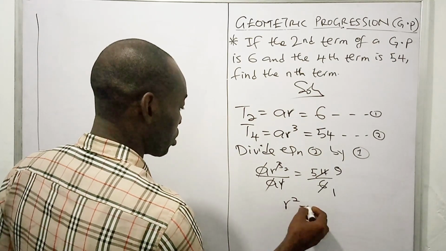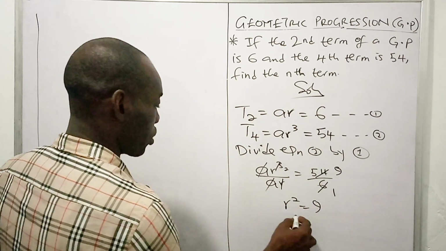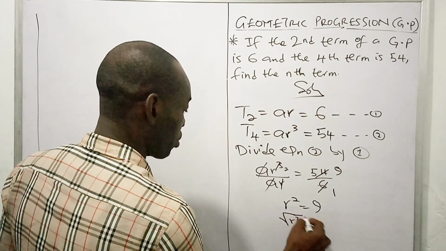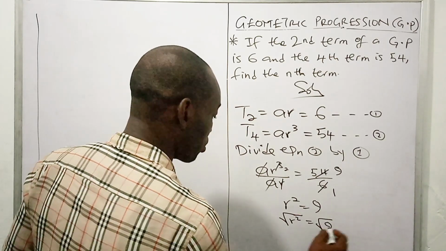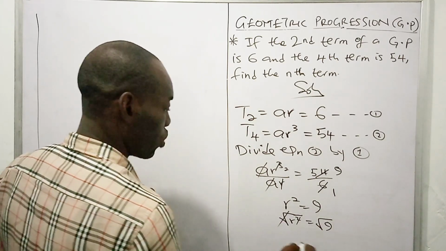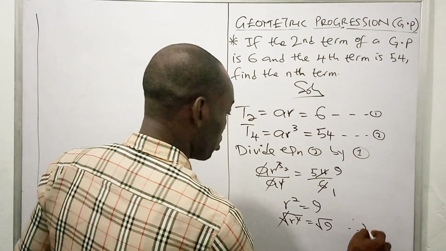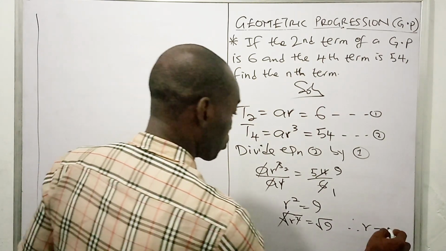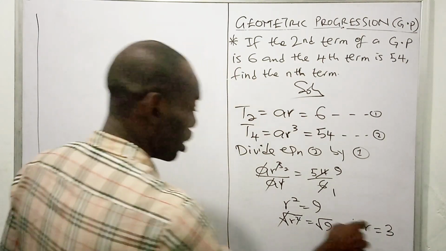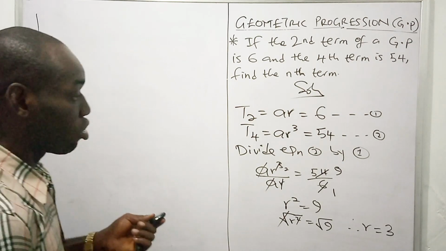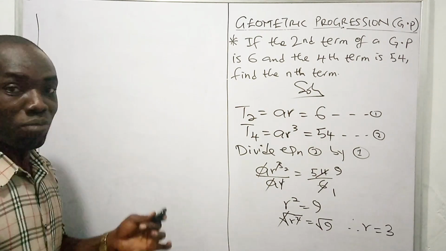So R squared is equal to 9. We'll get the value of R by taking the square root of both sides. The square will cancel out the square root. Therefore, the value of R is equal to 3, since the square root of 9 is 3. And that's the value of the common ratio.